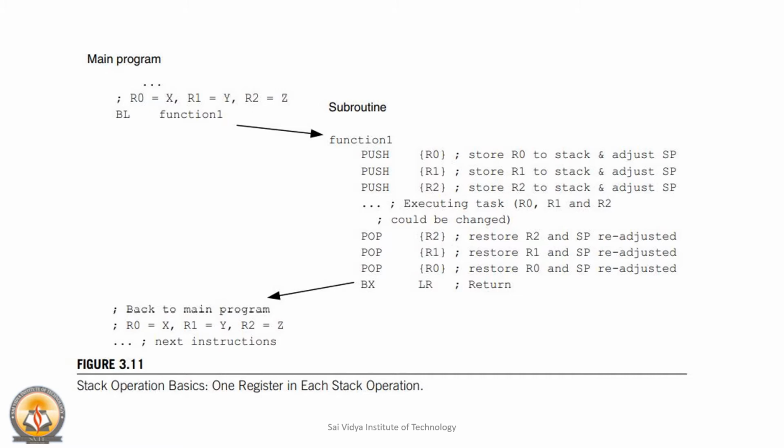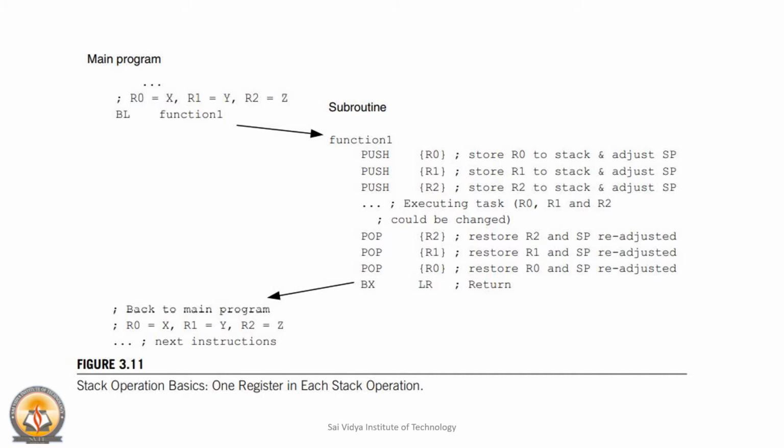This example shows a main program being executed, and the branching instruction calls function 1. We see that R0, R1 and R2 have X, Y and Z values respectively. Before it calls the subroutine, that is function 1, we need to push the contents of these three registers inside the stack memory. In each push operation, a single register is used and the values are stacked into the stack memory and the stack pointer is adjusted. So we have a fully descending stack architecture.